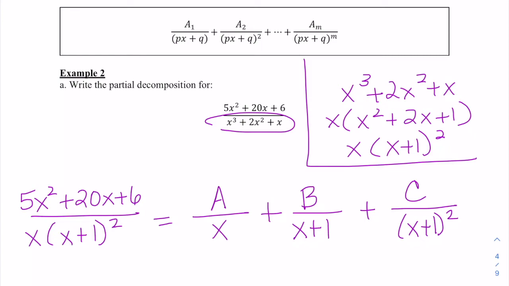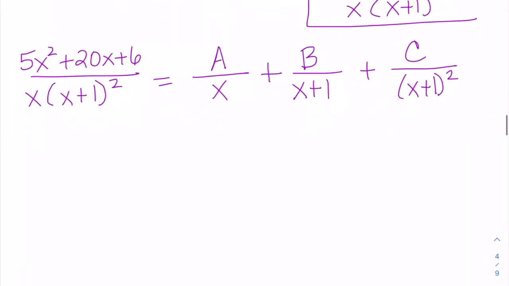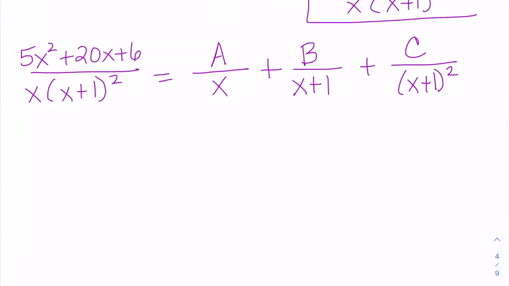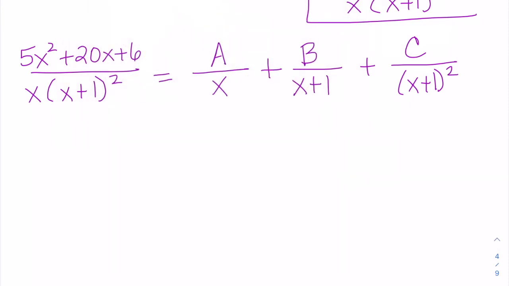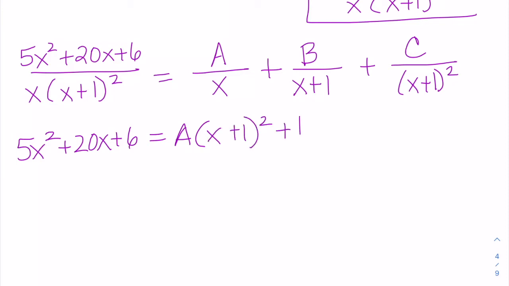So we're going to have 3 simpler fractions. And in case, and this happens sometimes, your numerator equals 0, then you actually would eliminate that simple fraction. So instead of 3 in this case, you would have 2. Okay, so for both sides, we're actually going to multiply by the x times (x plus 1) squared. So that's going to leave 5x squared plus 20x plus 6. And we'll have a times (x plus 1) squared, bx times (x plus 1), and then the c just needs another x.